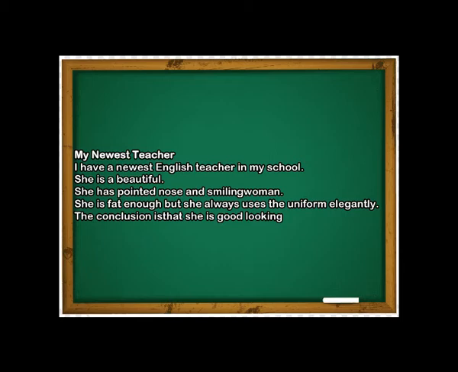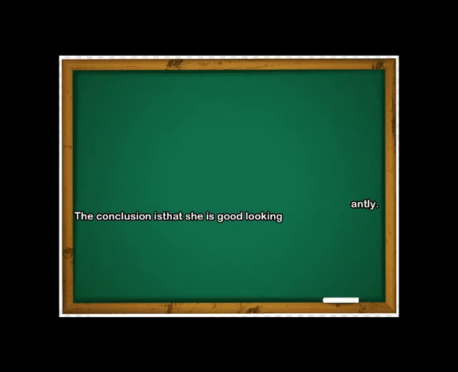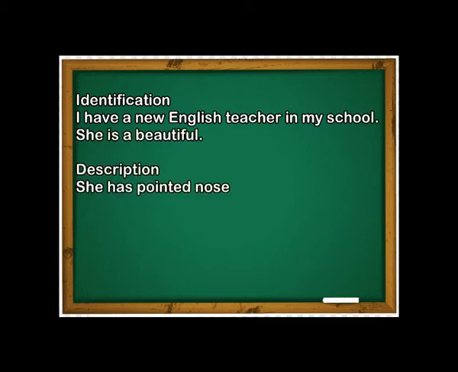Okay. Now after this, we next for the structure of descriptive text. Okay. Now we will identify the descriptive text. Okay, for the first structure is identification. Where is the identification?